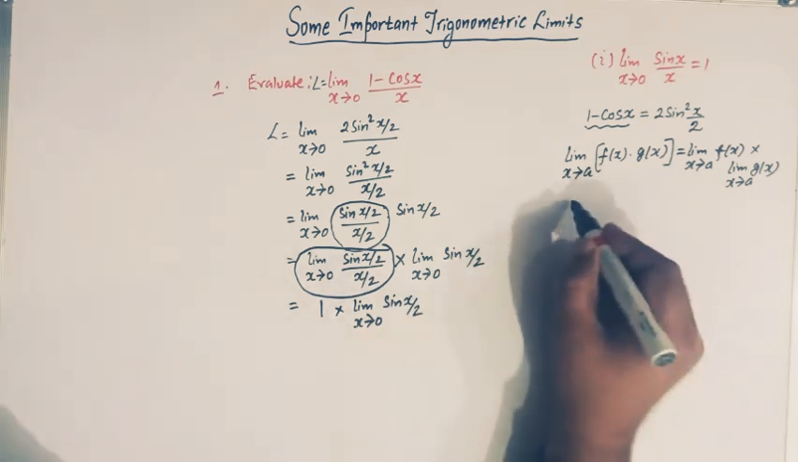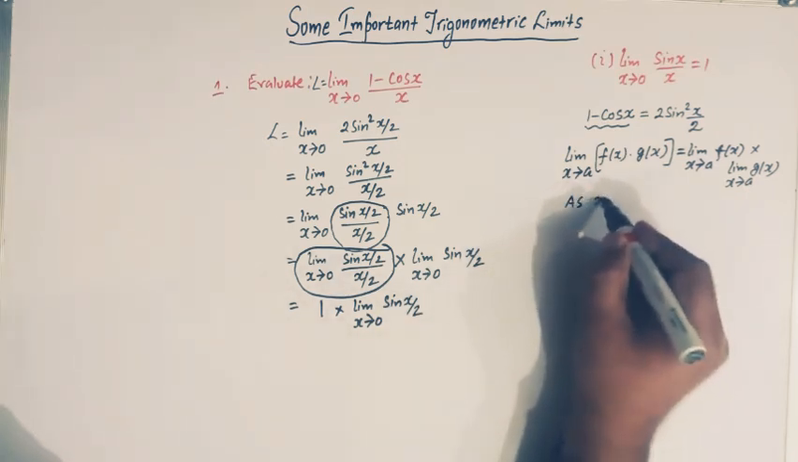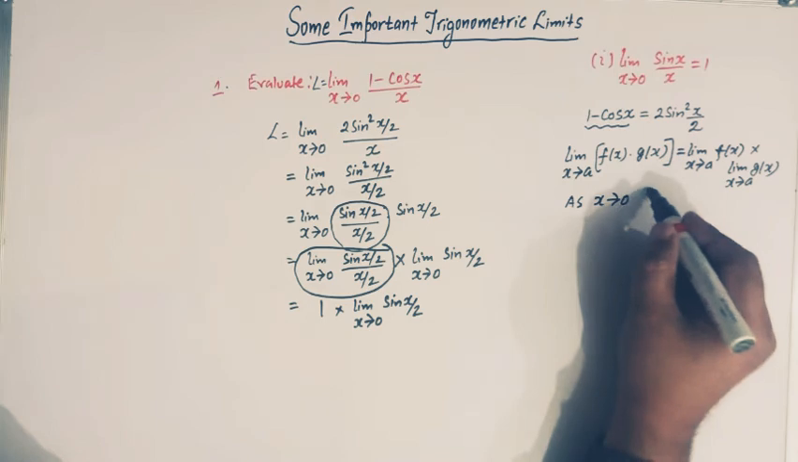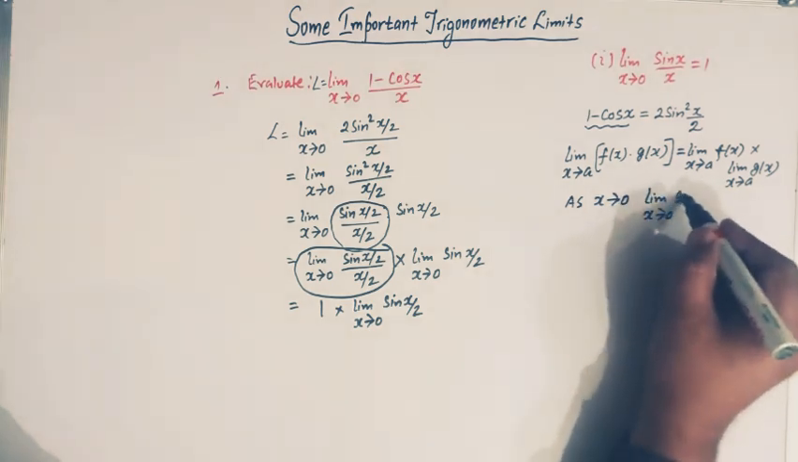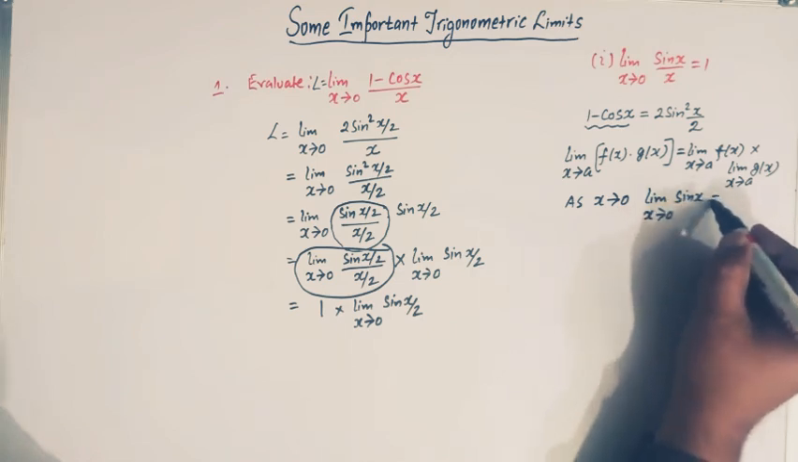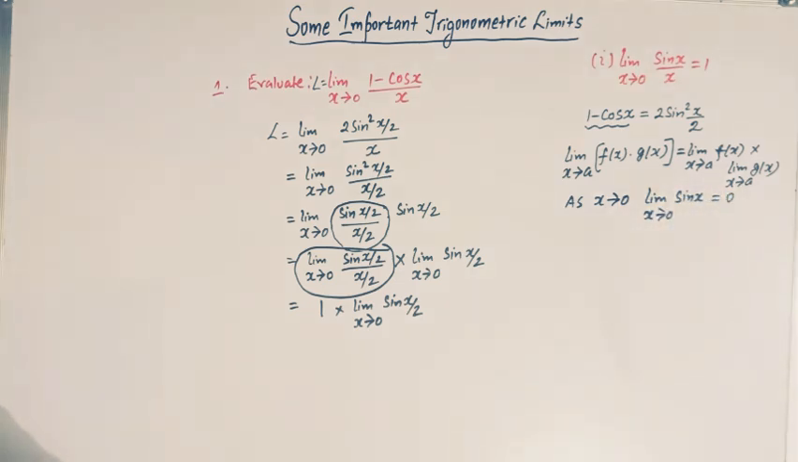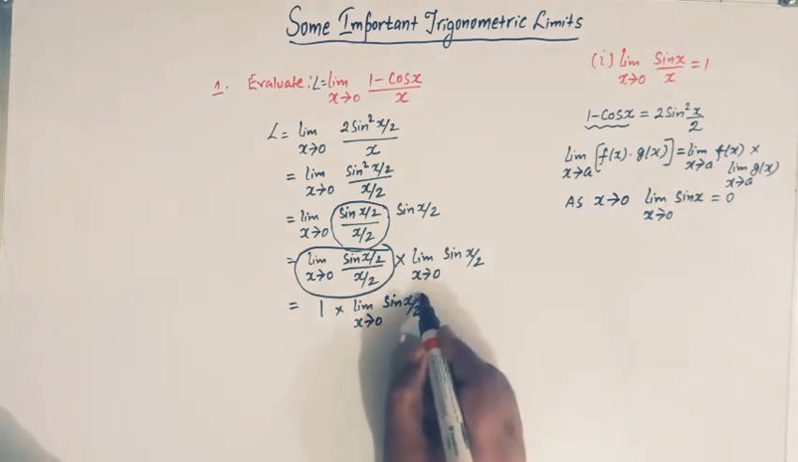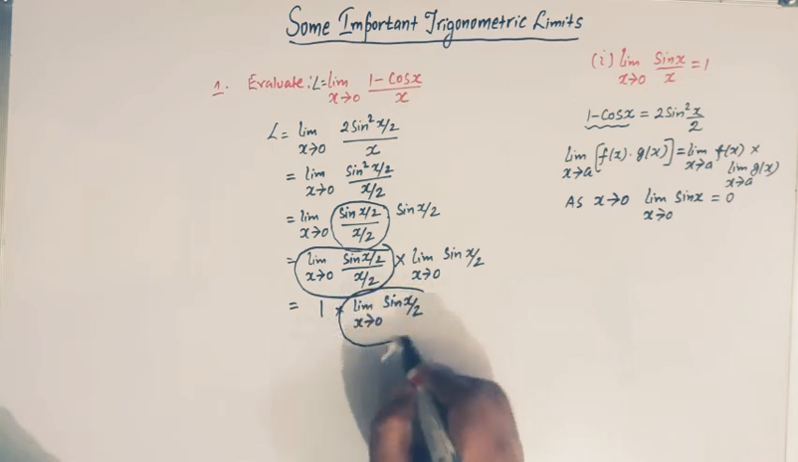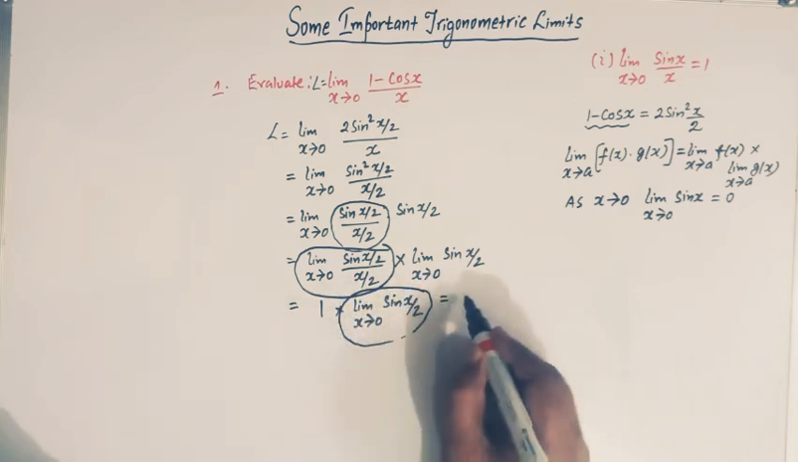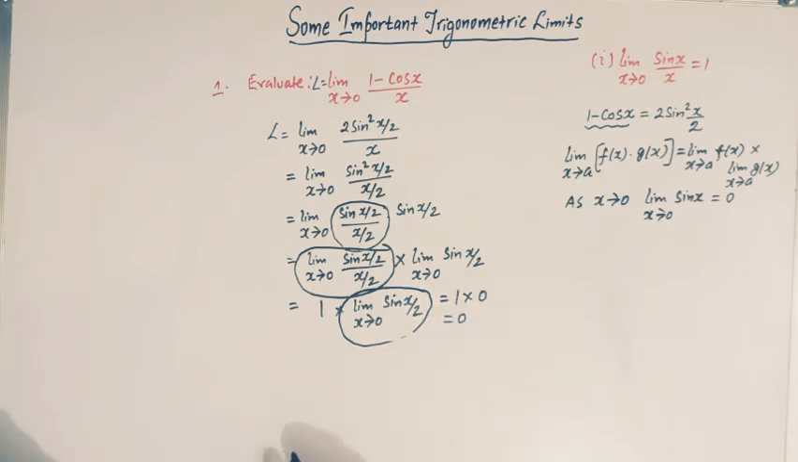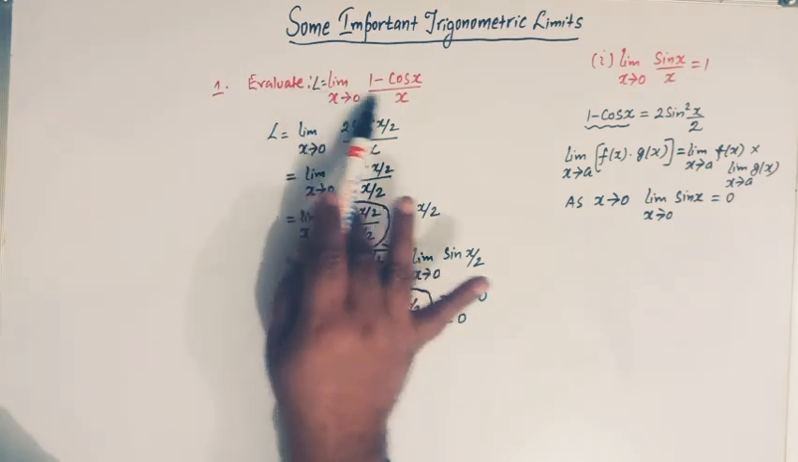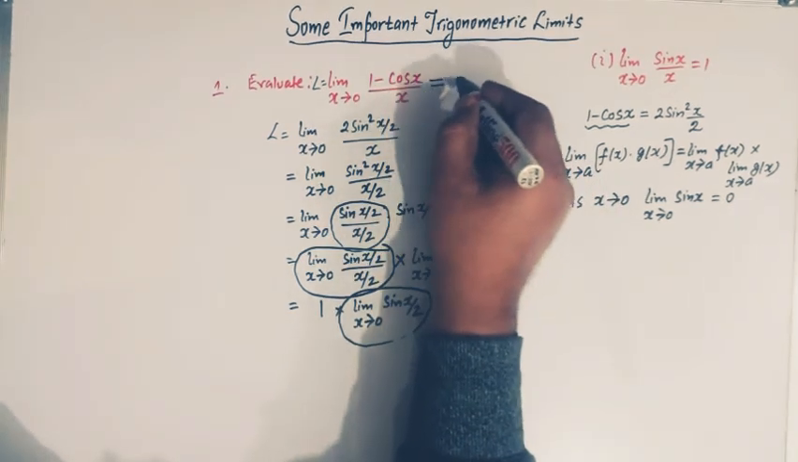Now we know that as x approaches 0, limit x tends to 0 of sine x is equal to 0. So this limit is now equal to 0. So we have 1 times 0, that is 0. Therefore the value of this limit is equal to 0.